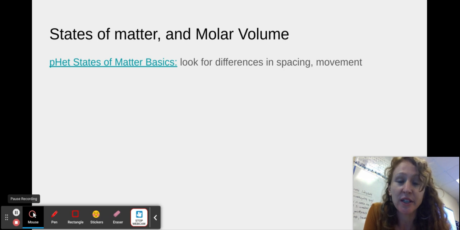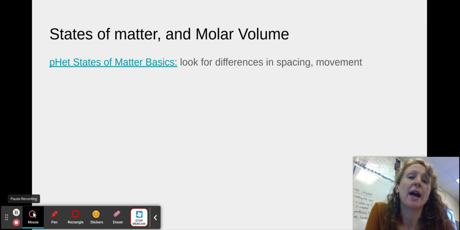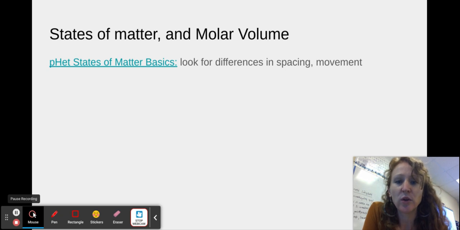Now, I'll give you the link to this PhET, and you can play with it as well. It walks you through how atoms and molecules behave in the different states. So as you're watching this PhET, I really want you to look for differences in two things: spacing and movement.